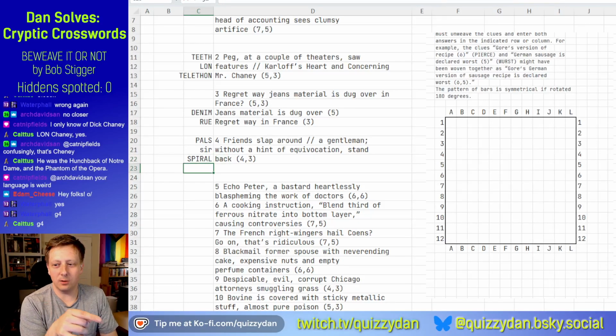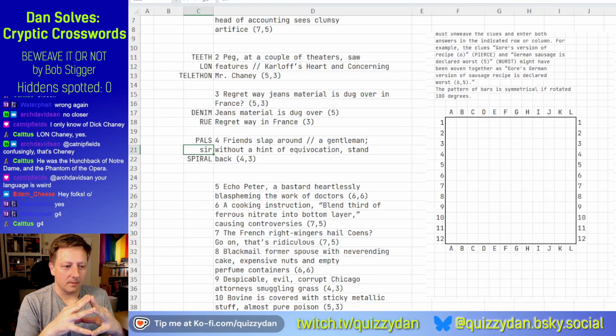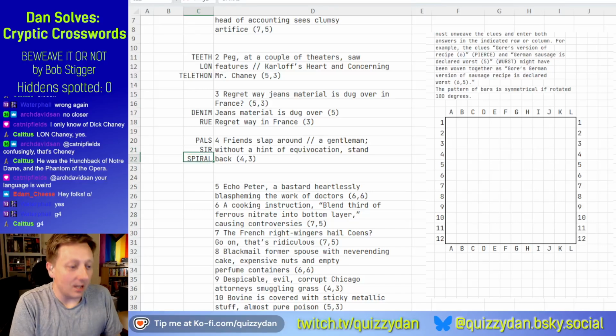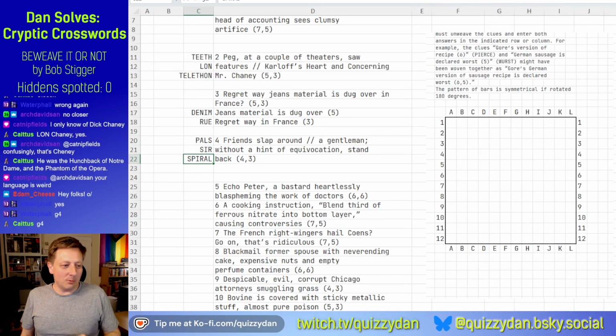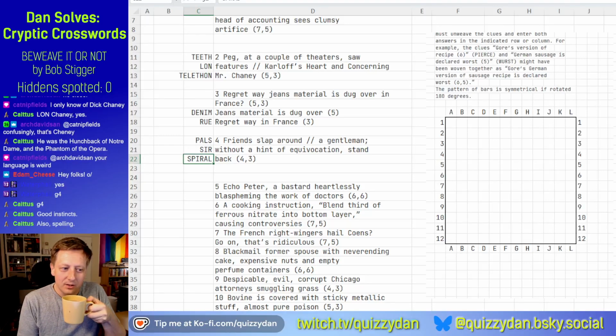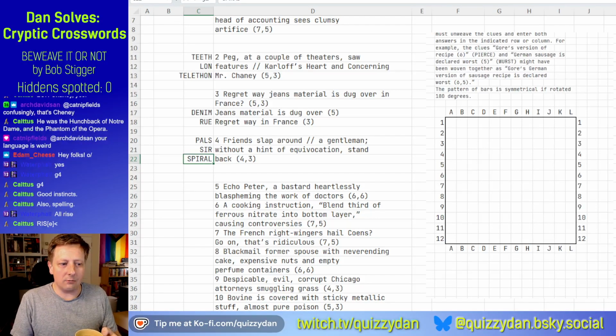Because I can get spirals. So I'm playing the word game now. I want it to be sir now. Oh, it's rise backwards without E. Oh, he's done that. Do the thing, everybody. How does this clue work? You can tell me now. There we go. So friends slap around, that's just pals backwards. Slap backwards becomes pals. A gentleman is going to be a sir. Without a hint of equivocation, so that's E, we're going to take E out of stand, which is rise, but it's back. It is reversed. So we've got spiral.